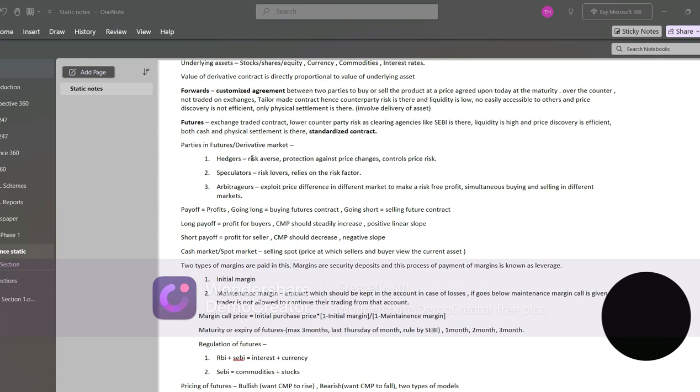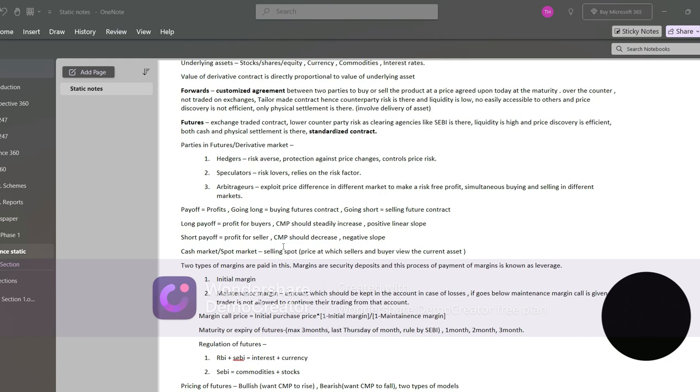So if that person wants to have profit, they will want the current market price of the house to go higher, so that they profit by buying it at a lower price. So for a long payoff, like the profit of buyers in a future contract, the CMP should increase. And for the profit of the seller, if I am selling the future contract, the CMP should decrease. That is all.